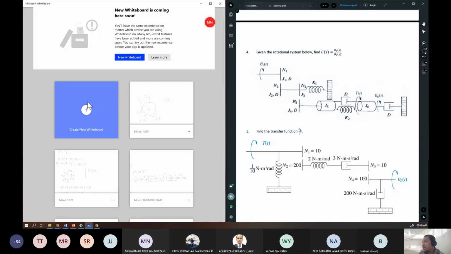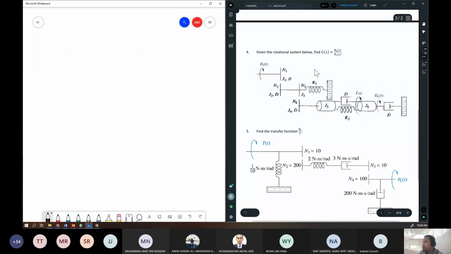Okay, so let's look at question number 4 first. Given the rotational system below, find G(s) = theta 6 over theta 1. So soalan macam ni, dia bukan over T, okay? It's theta 6 over theta 1. So you have to do some extra calculation, okay?